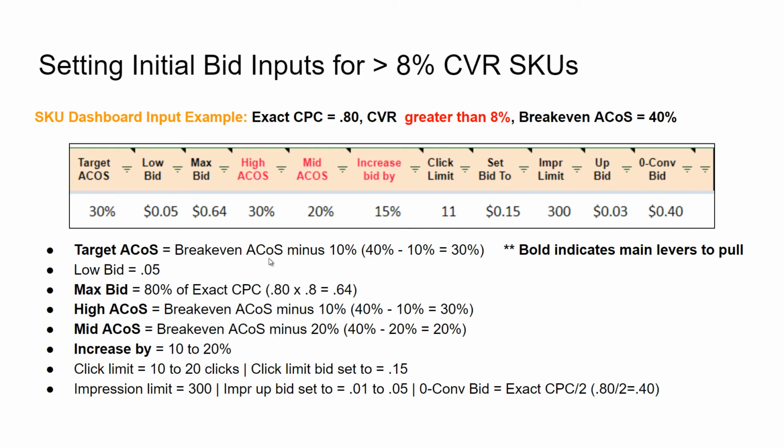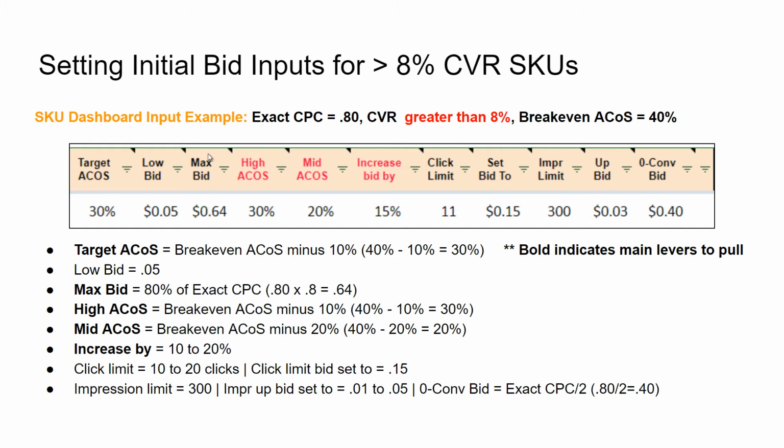Target ACoS, you're going to take your 40% and just subtract 10% from that. So that's where we get the 30, and we plug that in for target ACoS. Low bid, we just recommend setting that to 5 to 15 cents at the highest, but typically we just set it at 5 cents. For max bid, we recommend taking 80% of your exact cost per click. So in this example, it would be 80% times 80 cents, which is 64 cents.